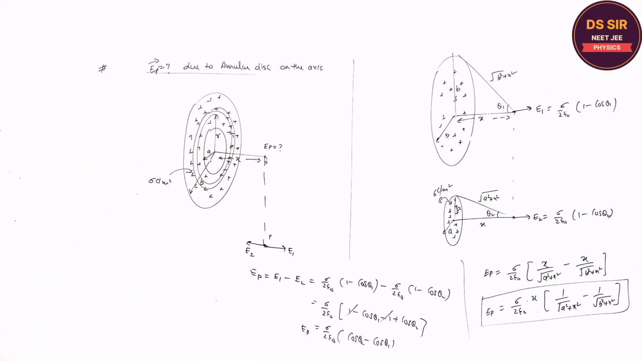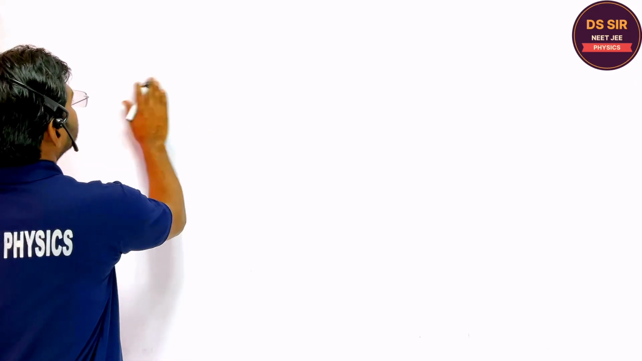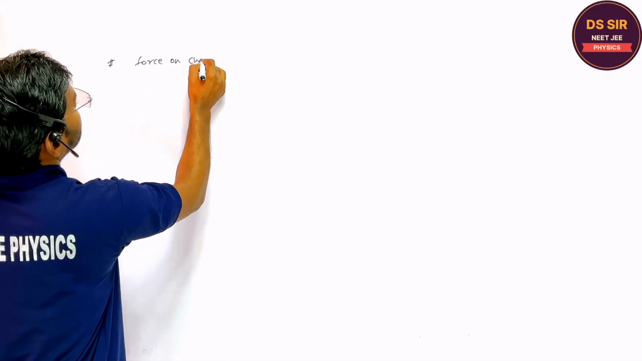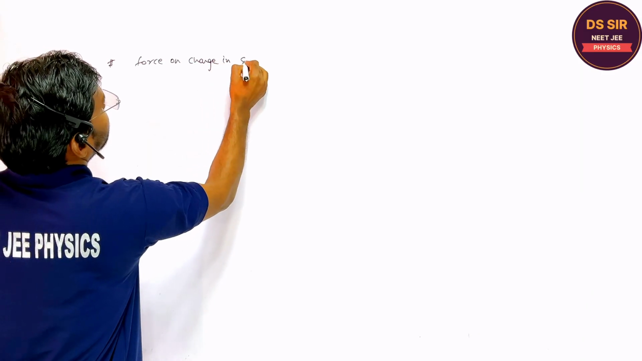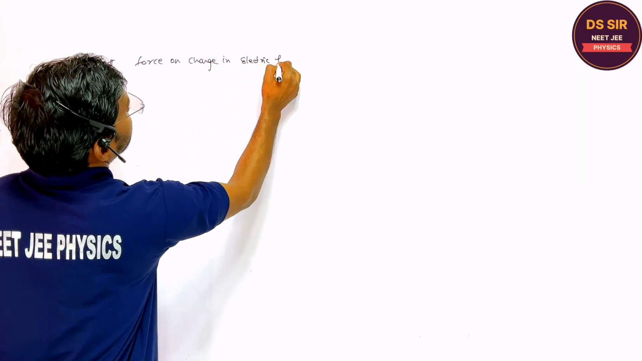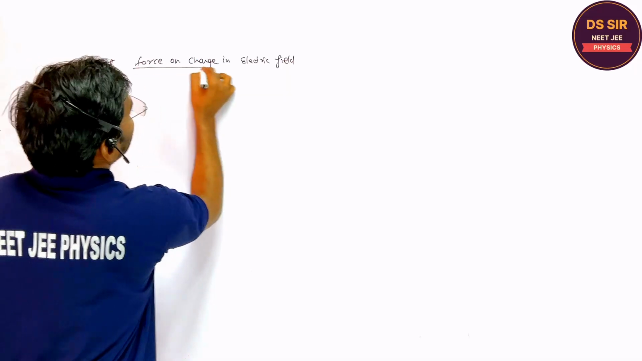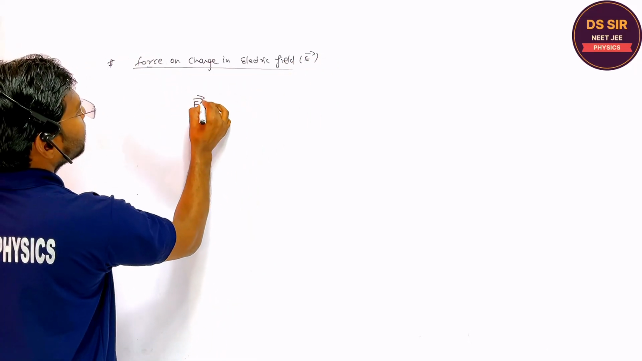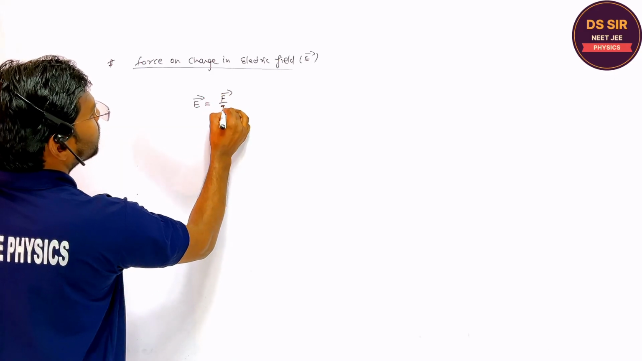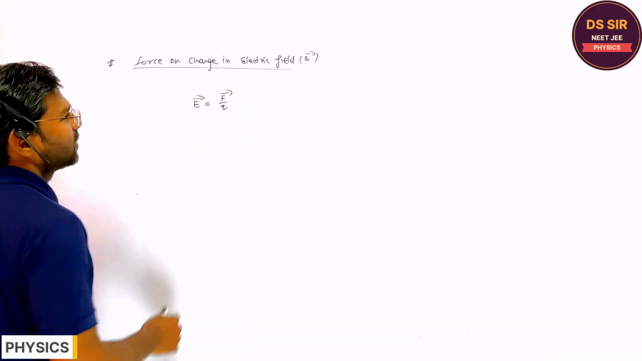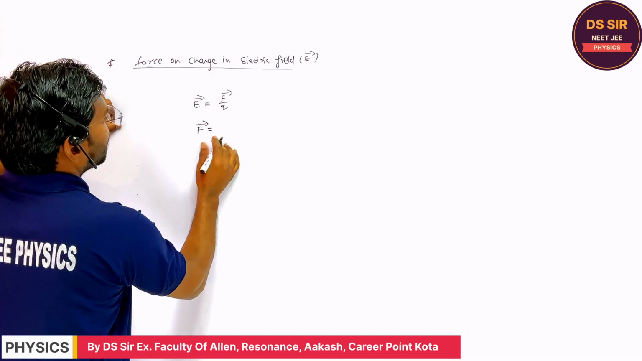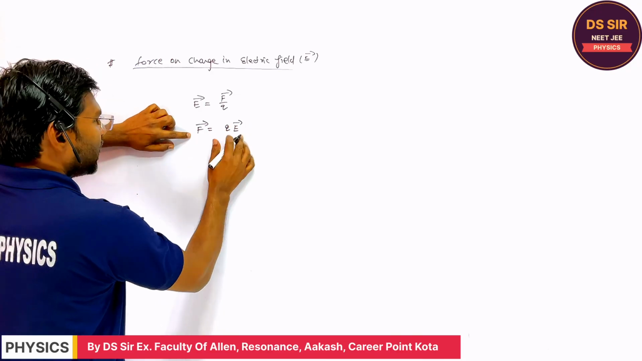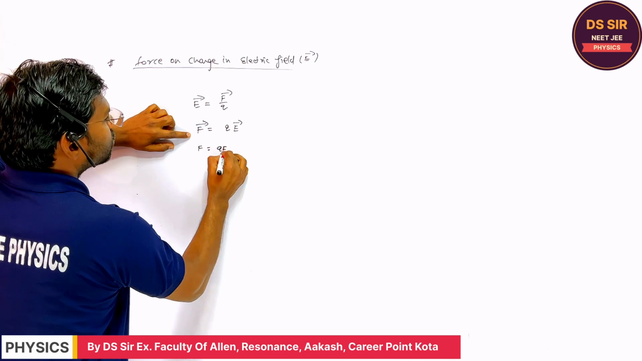Copy this. So now we can discuss the force on a charge in an electric field. Although we have defined the electric field, it is nothing but force per unit charge. The force on a charge placed in an electric field is nothing but Q into E. This is the vector form, and the magnitude is Q into E.